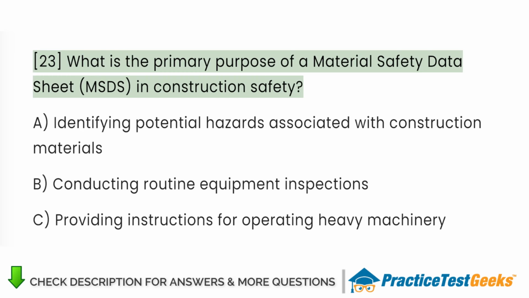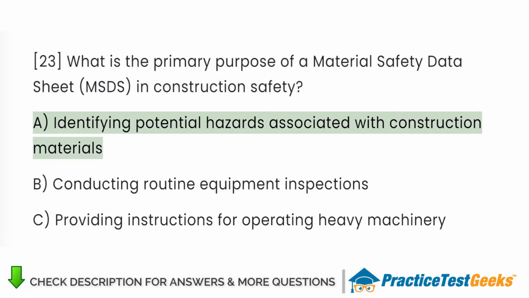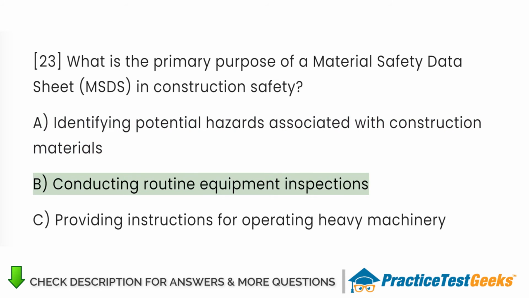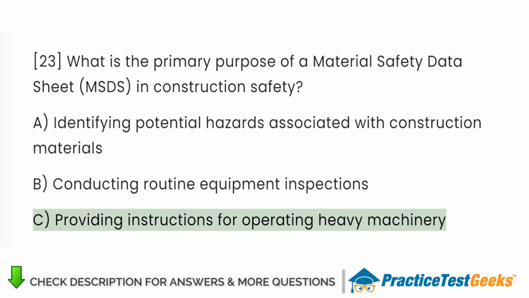What is the primary purpose of a Material Safety Data Sheet, MSDS, in construction safety? A. Identifying potential hazards associated with construction materials. B. Conducting routine equipment inspections. C. Providing instructions for operating heavy machinery.